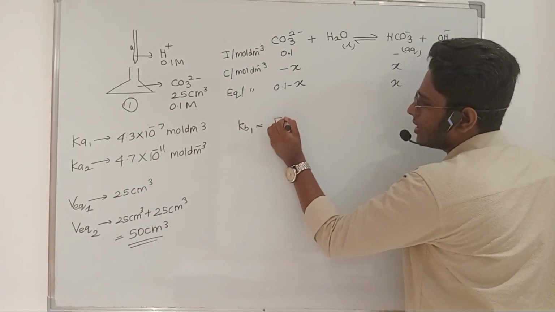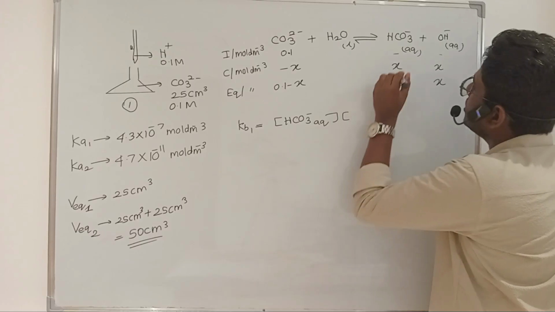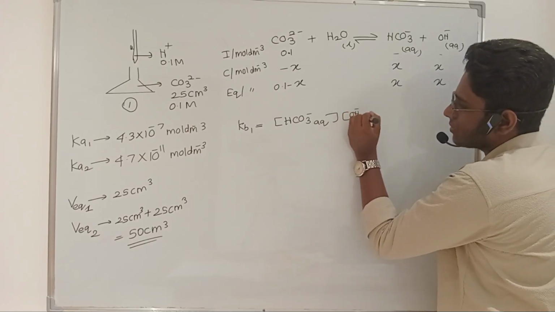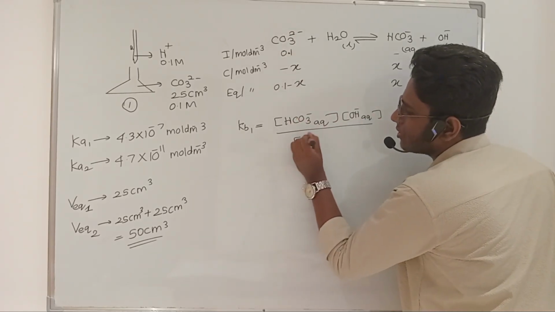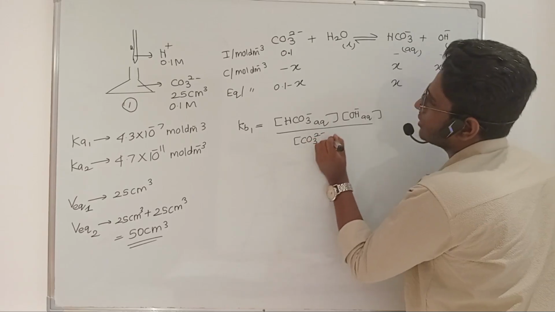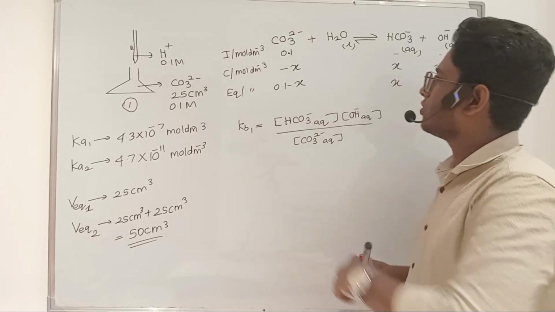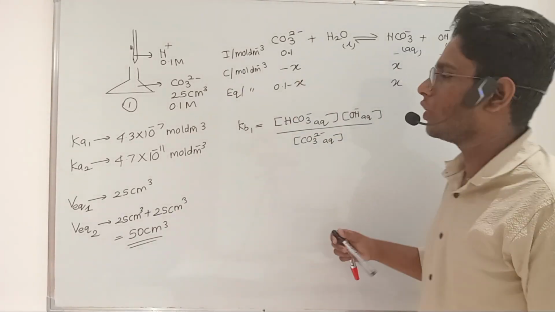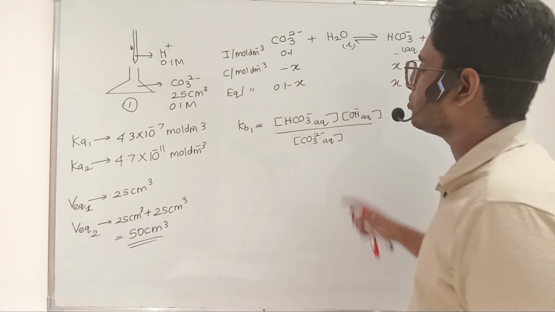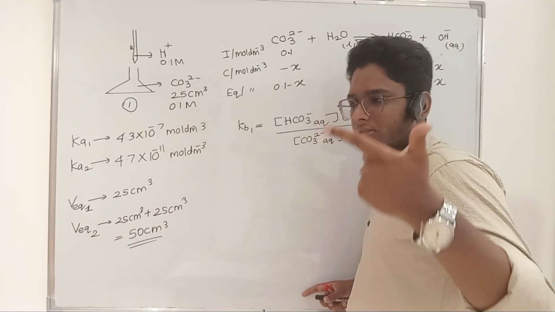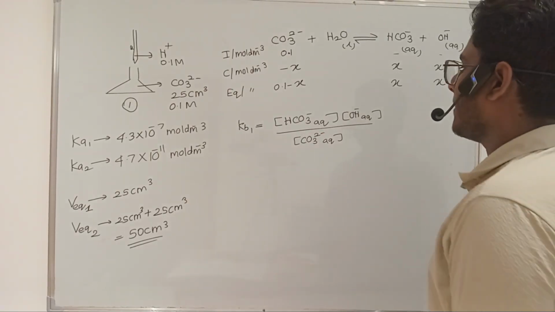What is the product concentration? Bicarbonate into OH minus aqueous, over the reactant concentration. What is the reactant concentration? Carbonate, right? We don't put water. What is the reason for that? We don't include water because water's concentration is constant, and that will be coming automatically into the Kb value, right? So normally in Ka, Kb, Kp, Kc, Ksp, everything, we don't put concentrations of pure liquids and pure solids. We don't include them in the equilibrium constant expression, right?